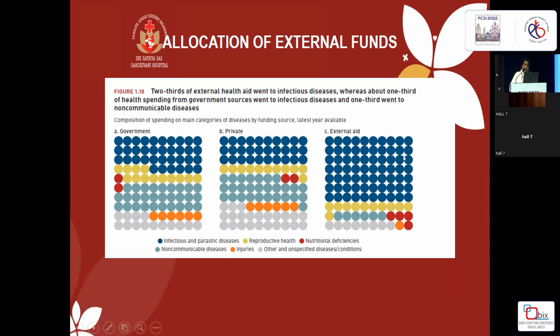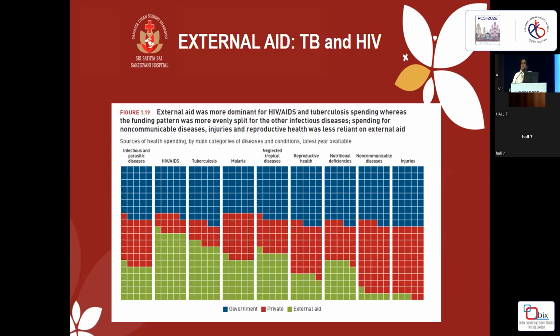So more is spent by private people on non-communicable diseases. And when it comes to external aid, the figures become even more dismal, where most of the external aid is also going to infectious diseases, basically. So the government is spending more on infectious diseases. The external aid is more allocated to infectious diseases. Now, within this external aid, who are the people who benefit the most? Most of the funding is going to HIV and TB.